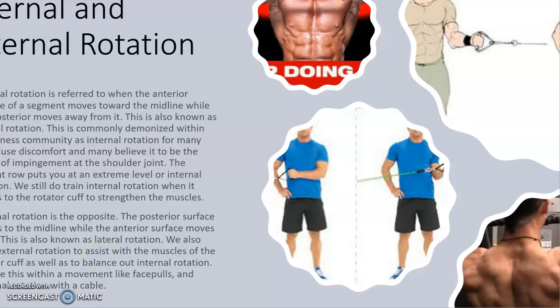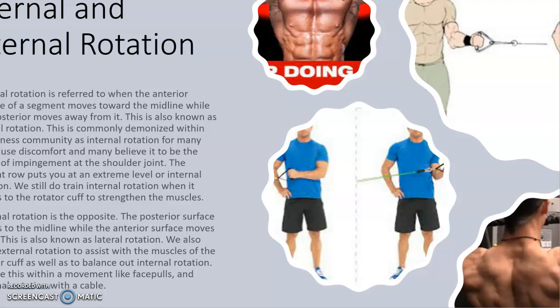And then we go towards internal and external rotation, which can also be kind of confusing for the most part. Internal rotation is when the anterior surface of the segment moves toward the midline while the posterior moves away from it. We can also call this medial rotation if we remember directional terms. Medial just means going towards the midline of the body, going in. Internal rotation is actually pretty demonized within the fitness community itself.